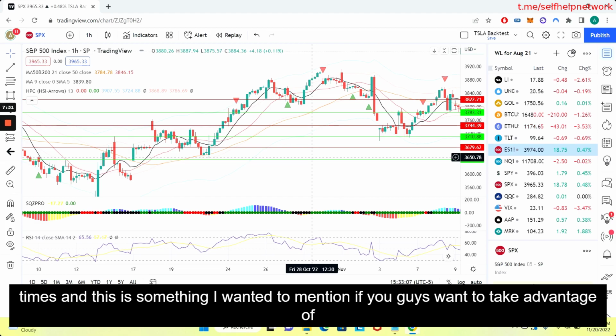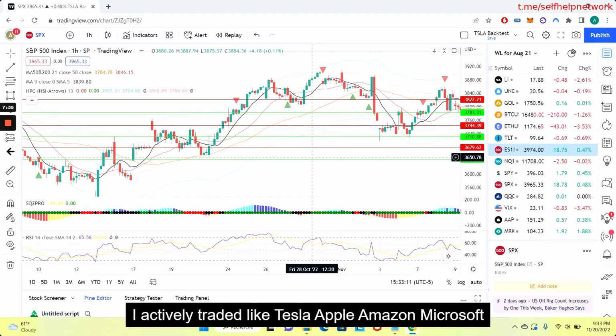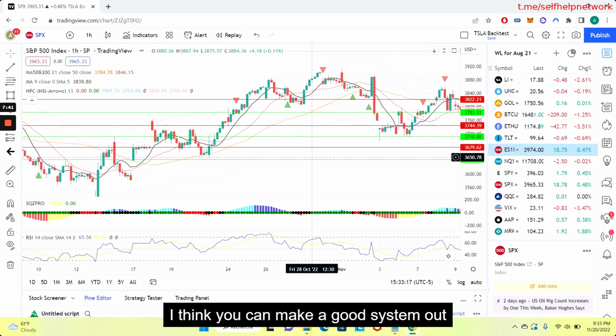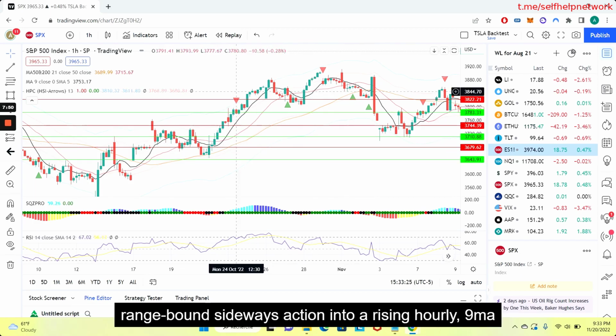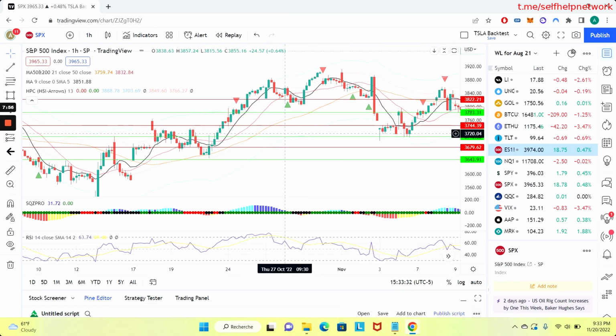So this is a pattern I saw quite a few times, and this is something I wanted to mention if you guys want to take advantage of it. If you add a few more actively traded stocks like Tesla, Apple, Amazon, Microsoft, and QQQ and SPY, I think you can make a good system out of just trading these and scalping. Because these kinds of opportunities appear time and time again, where you have range-bound sideways action into a rising hourly 9MA or falling 9MA, and you can take a scalp out of that.